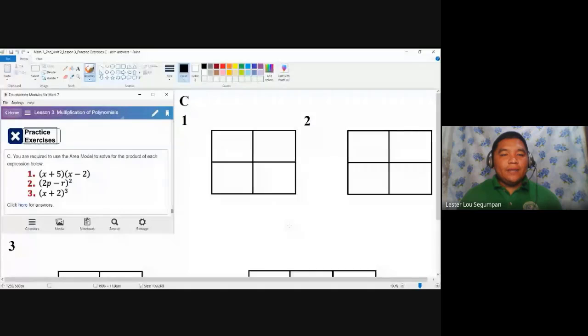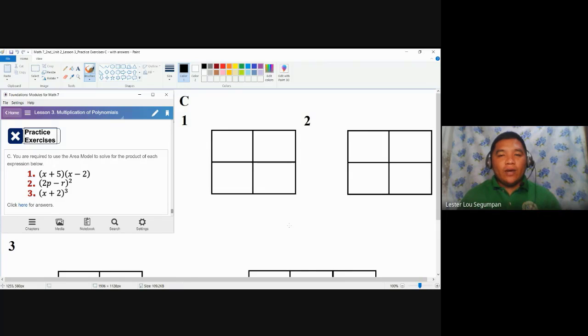Now, let's not waste much time. Let us start by sharing to you the material found in our module. So this is actually the practice exercise C of lesson number 3. But in this example, I ask you to use the area model. You are then required to use the area model.